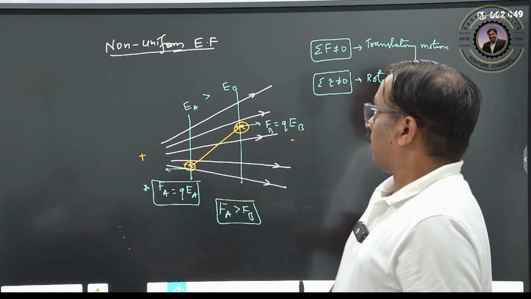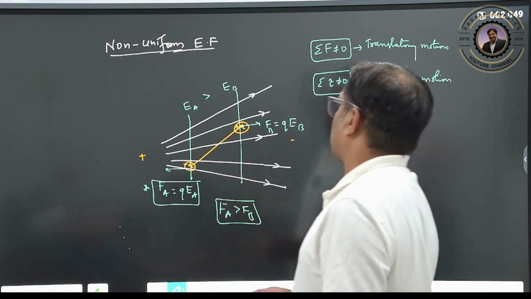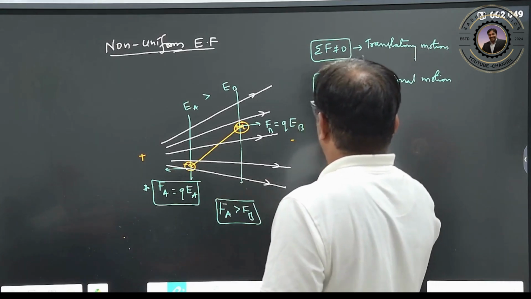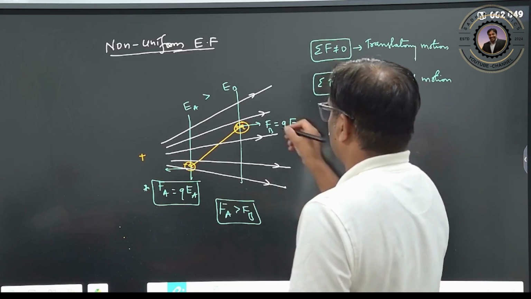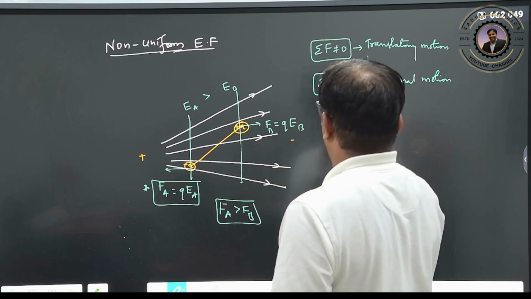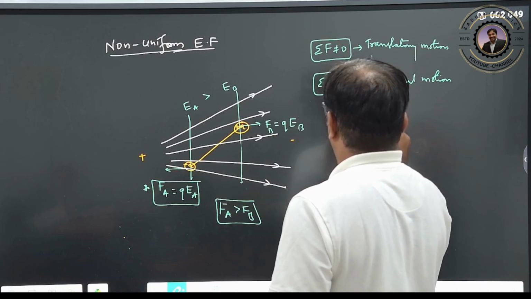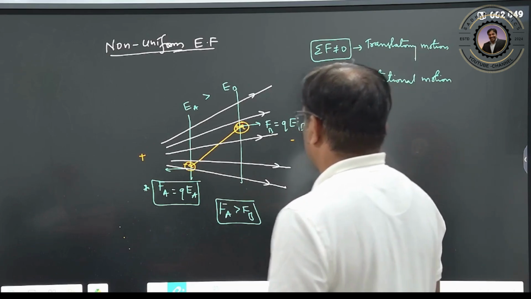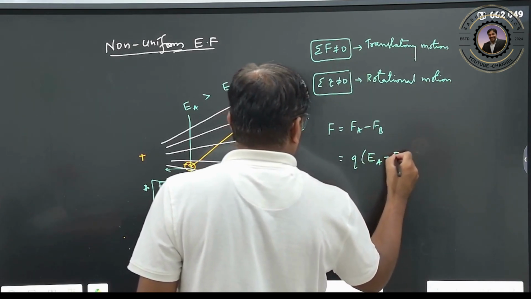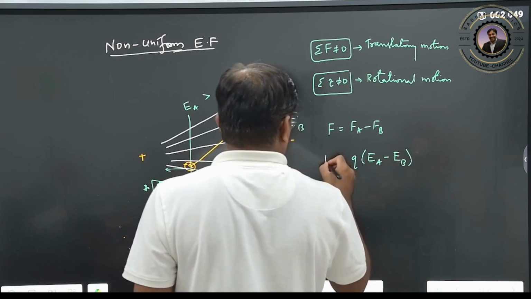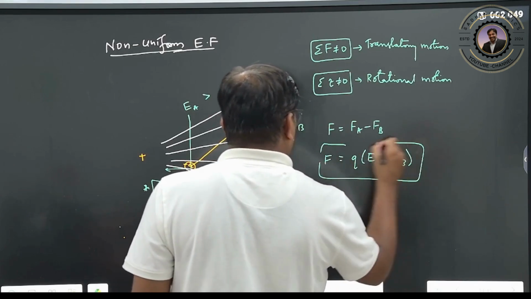Clear? Understand? So what will be the net force acting on this one? You can write the net force as force at A minus force at B. So that is Q into E at A minus E at B. This is your net force on the dipole, right?